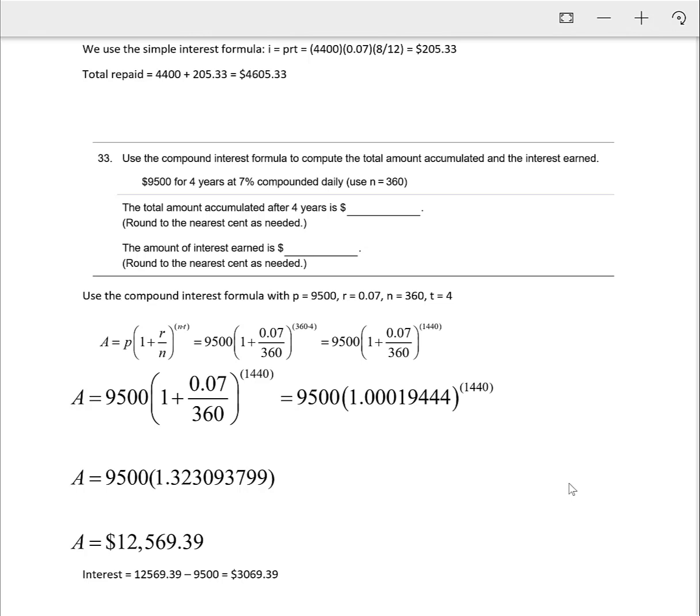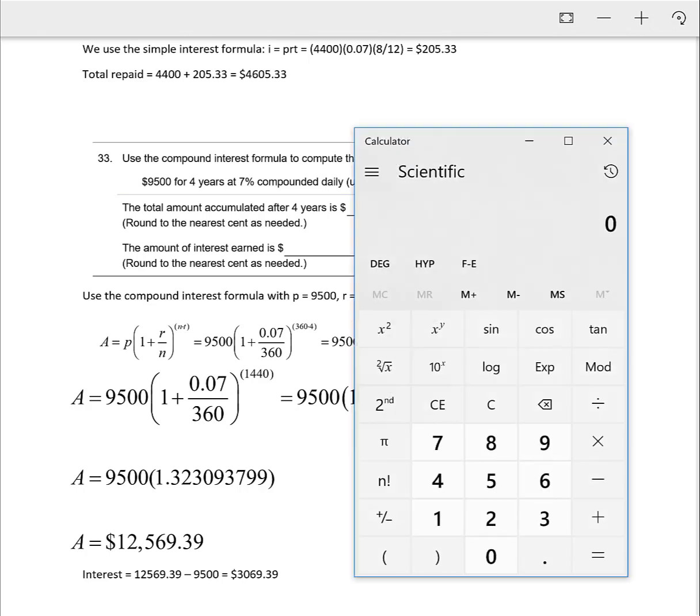So I use the compound interest formula with the principal of $9,500, interest rate of 7%, 360 compounding periods, and it was in for 4 years. So I put those numbers into the formula, and I went ahead and simplified the exponent right up here. And then from here, I'm going to simplify inside the parentheses. I took 0.07 divided by 360, add 1, raise it to the exponent. In fact, I can pull my calculator up here and we can do this all together. So I put in 0.07 divided by 360 plus 1.